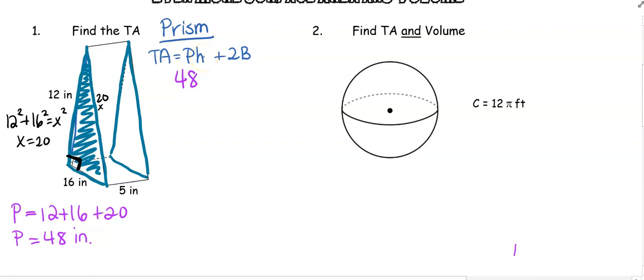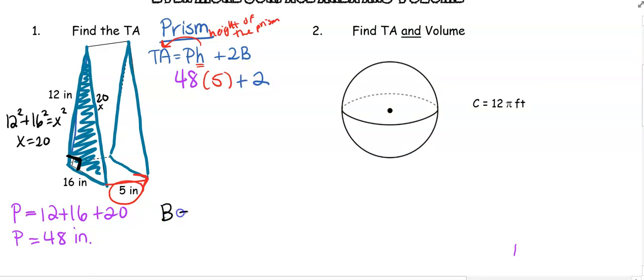This h, if I look at this h right here, this is coming from the total surface area formula. So this h is going to be the height of the prism, which is how far you are extending that prism, which is going to be 5. That h is not the height of the triangle. Plus 2 times big B.